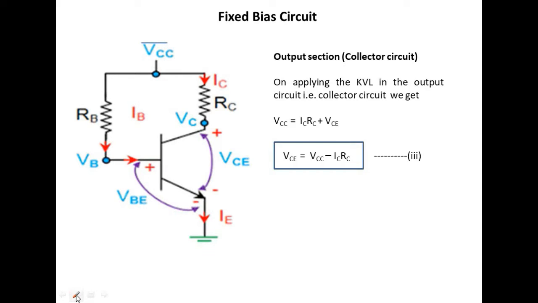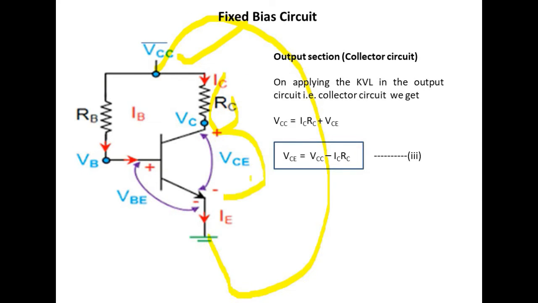Now come to the output section of the fixed bias circuit. Output section means we are talking about this section. On applying the KVL in the output circuit, we get VCC is equal to ICRC plus VCE. So we have got VCE is equal to VCC minus ICRC.